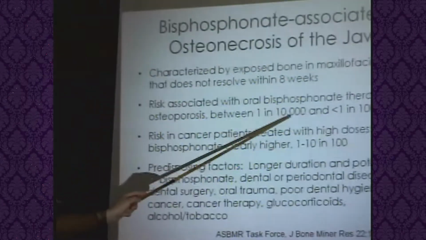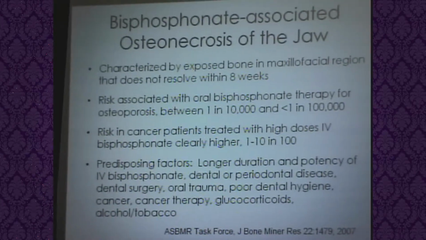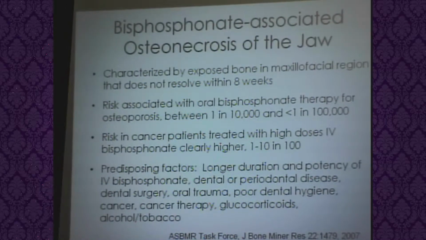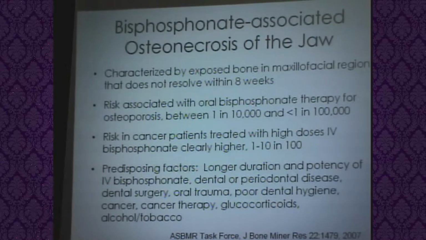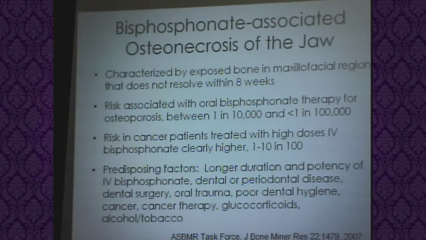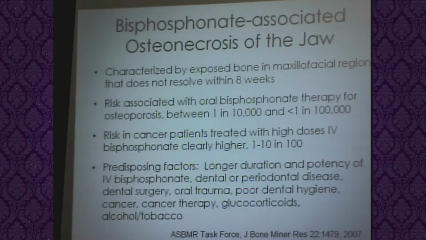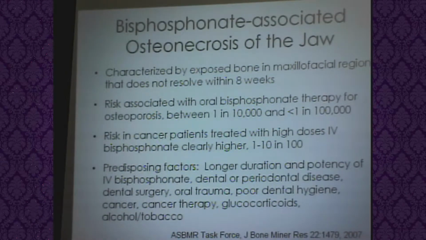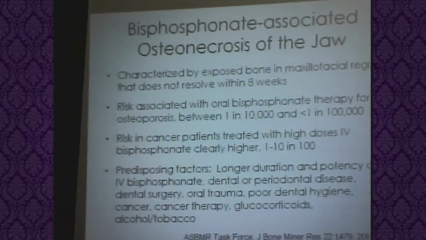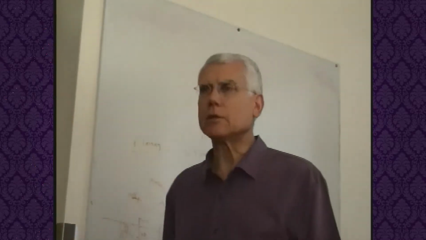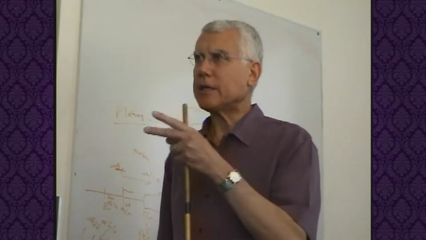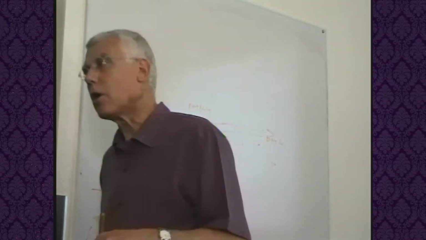It's characterized by exposed bone in the maxillofacial region that does not resolve within 8 weeks. It's associated with oral bisphosphonate therapy for osteoporosis between 1 in 10,000 and even less than 1 in 100,000. So in most circles it's believed to be very rare. So the question comes up, what about these new very potent IV forms of bisphosphonate. The best I can do there is to cite the data on the zoledronic acid or Reclast, 2 articles published in the New England Journal, 5,000 patients in the placebo group, 5,000 patients in the Reclast group. 1 patient in each of those 2 groups had osteonecrosis of the jaw.